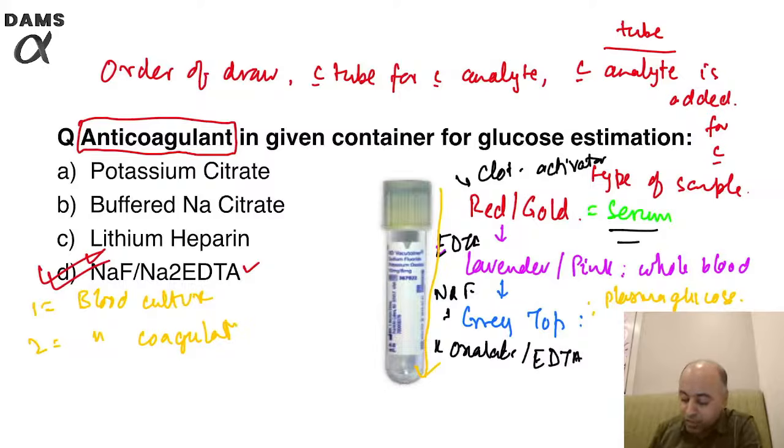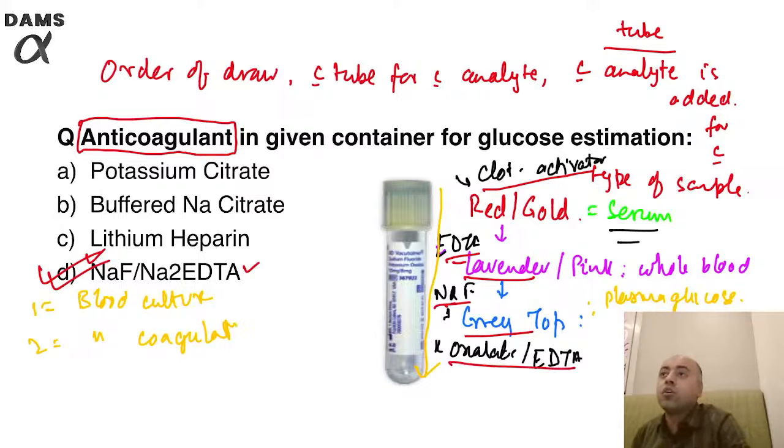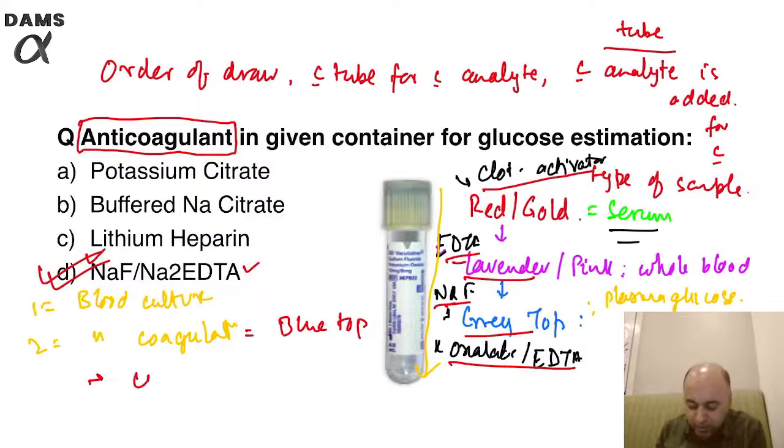Okay, the red top vial will have the clot activator, the lavender top vial will have EDTA, and the gray top vial will have sodium fluoride with either potassium oxalate or EDTA. Any of the two may be present. In the case of tube number 2 for coagulation, it is the blue top, and it is going to have sodium citrate as the buffer. Citrate is going to be there for the buffer.